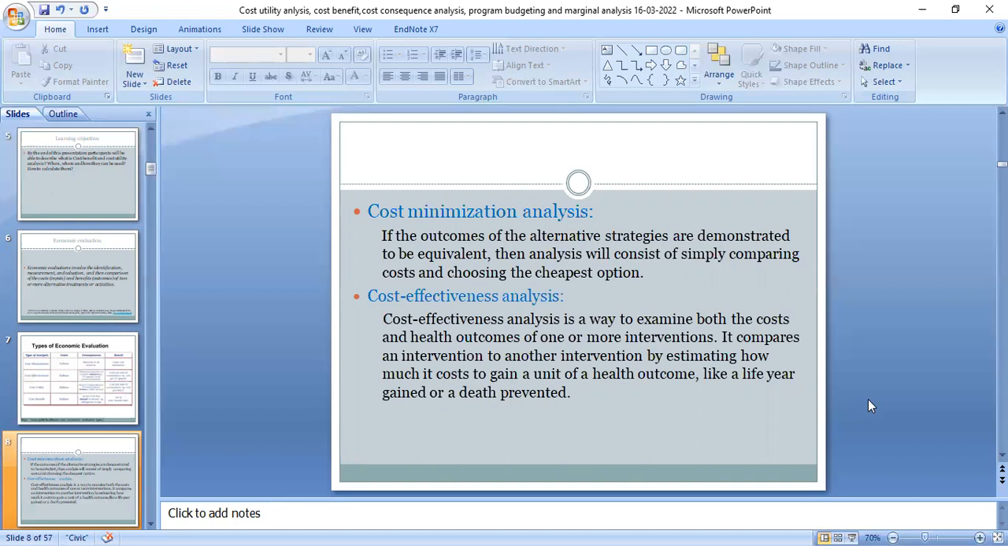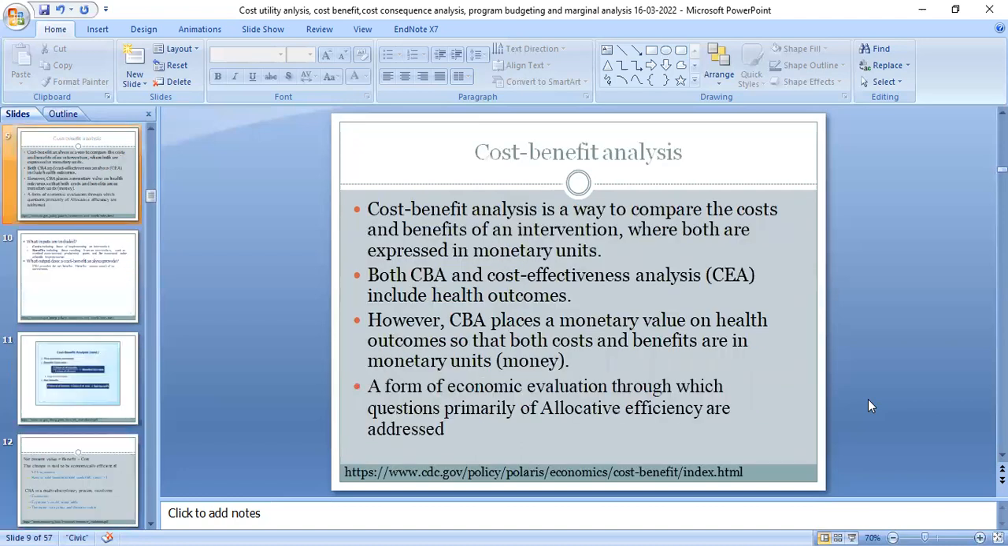Now what is cost effectiveness analysis? Cost effectiveness analysis is a way to examine both the cost and health outcomes of one or more interventions. It compares an intervention to another intervention by estimating how much it costs to gain a unit of health outcome, like a life year gained or health prevented. Now, cost benefit analysis. Cost benefit analysis is a way to compare the cost and benefits of an intervention where both are expressed in monetary value.